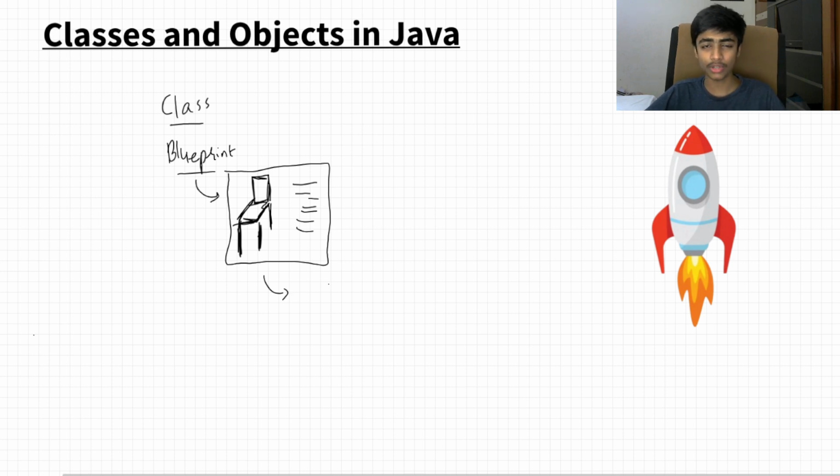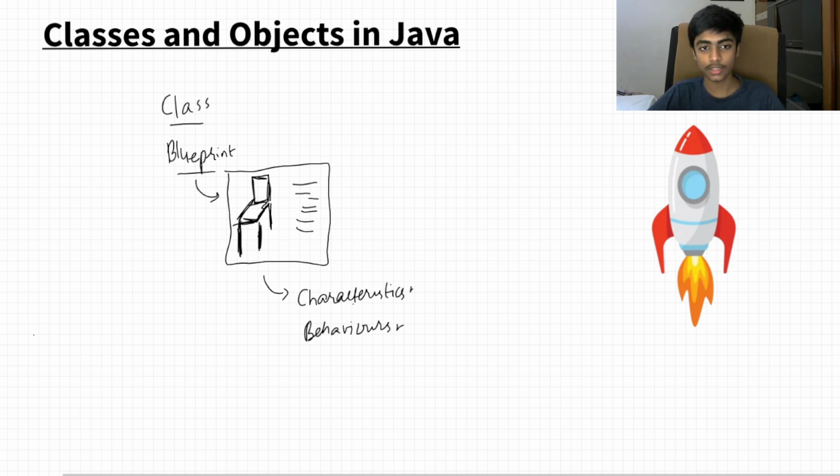Any blueprint, it's going to have two things. The first thing are going to be the characteristics. So in this case, what are the characteristics of the chair? It has a color, it has a height, it has certain things, right? The next thing is going to be the methods, or you can also say it's the behaviors, right? What does the chair do? That's the behavior of the chair.